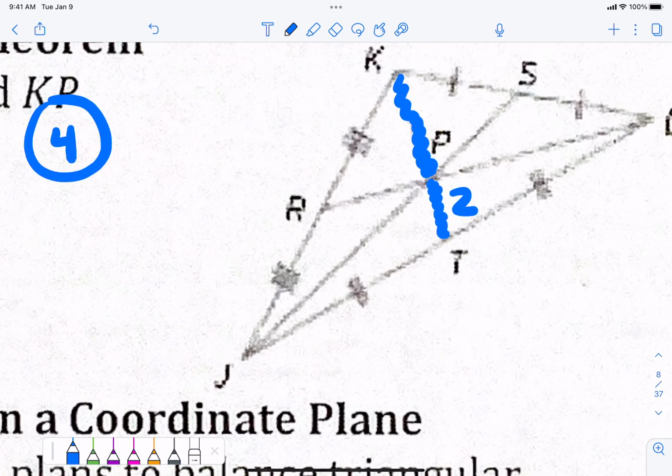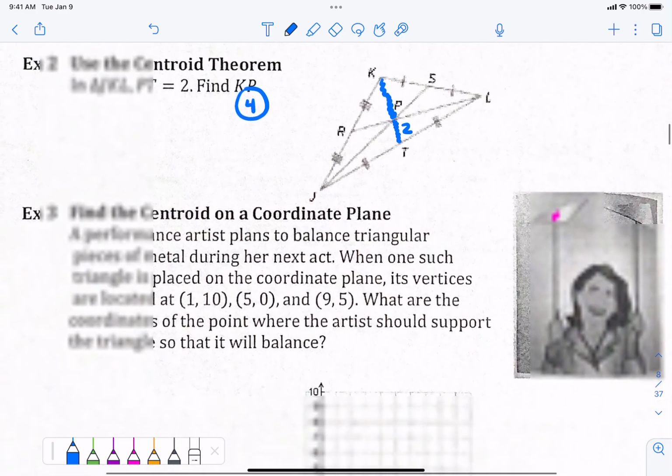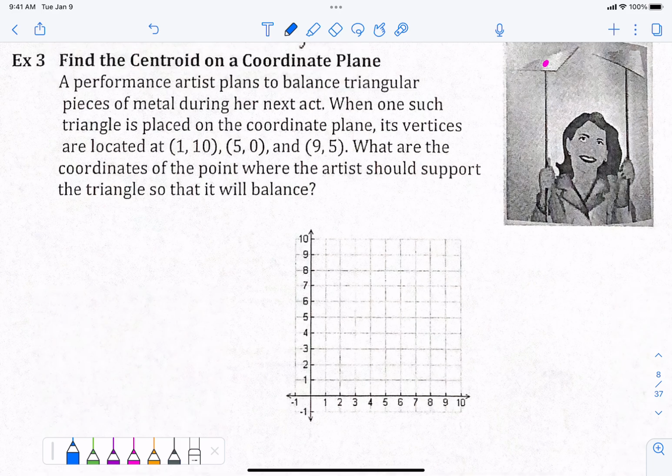Not hard, right? 2 and 4. It's like one's double the other one, right? All right, now they're going to have us graph some stuff here. So this is where it gets just a little bit tricky.